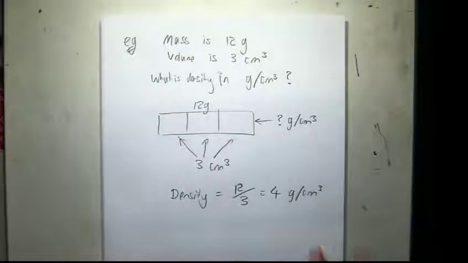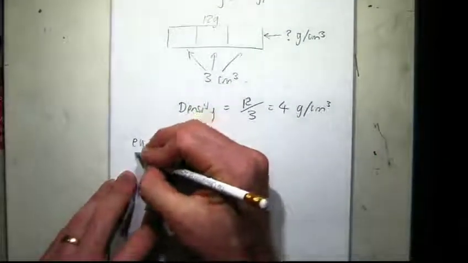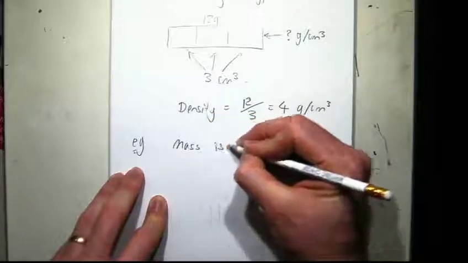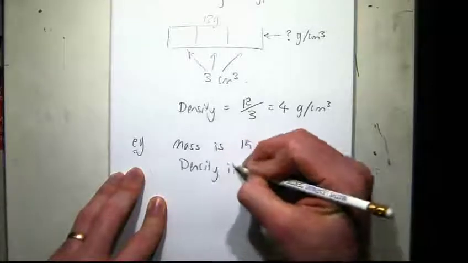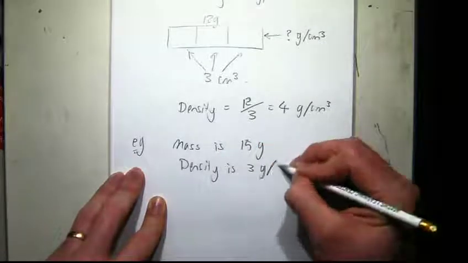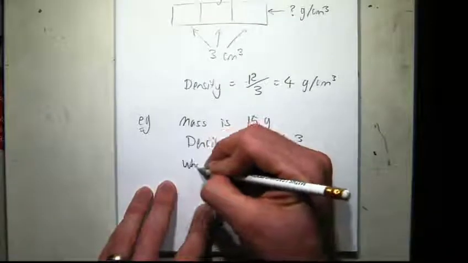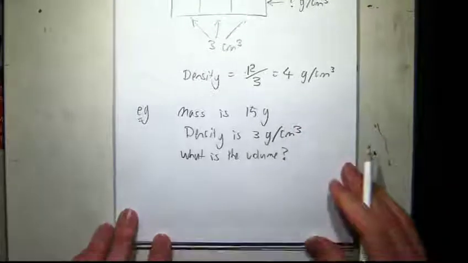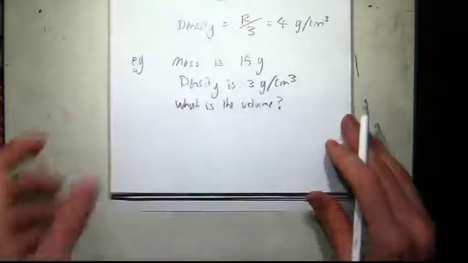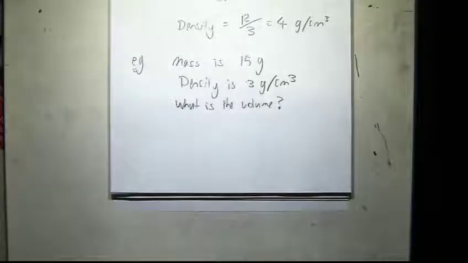But I can just as easily go, the mass is 15 grams, the density is 3 grams per centimetre cubed. What is the volume? And here is where I can start using a formula approach rather than a picture approach, which is what your chemistry and physics lecturers, that's how their brains are set up, because they've spent years practicing thinking in formulas. So they will go, oh, well, just a second.